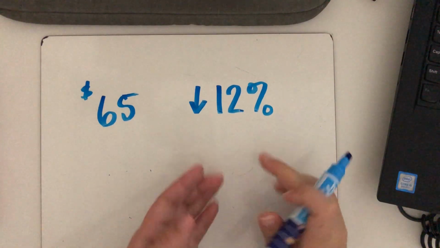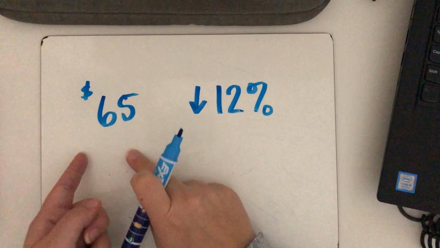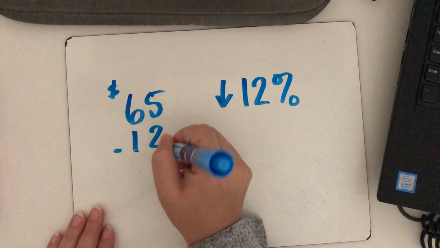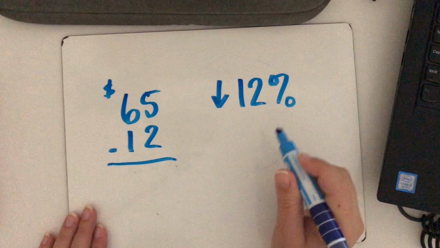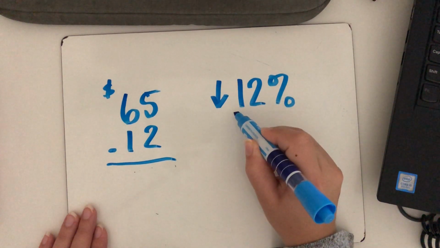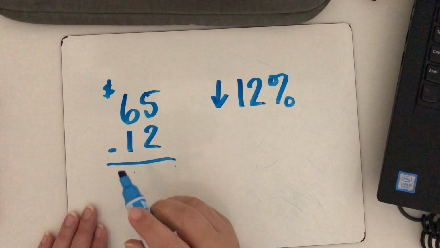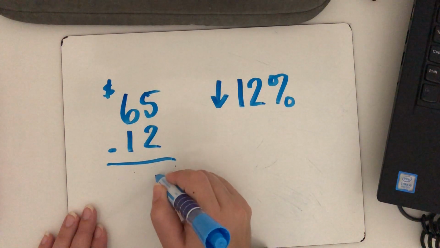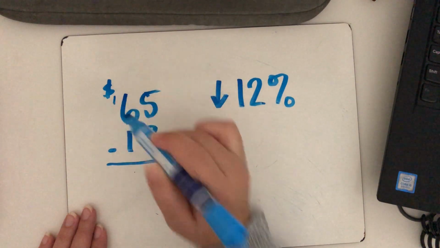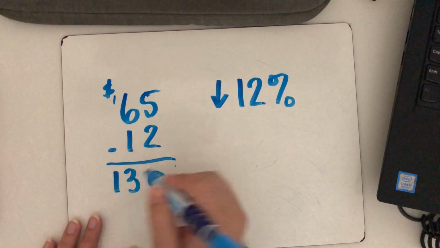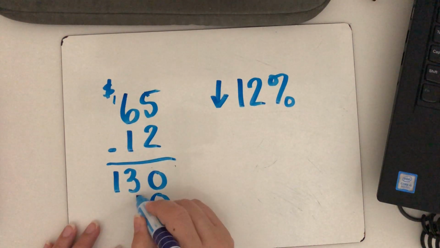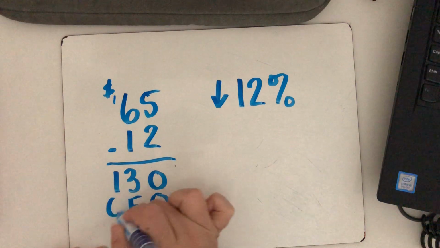So again, I need to first figure out what 12% of 65 is going to give me. I'm going to multiply by the decimal version. My invisible decimal is here, moved over twice, so that gives me 0.12. I'm going to multiply. 6 times 2 gives me 12, plus the 1 gives me 13. Don't have anything here. 5 times 1 gives me 5. 6 times 1 gives me 6.